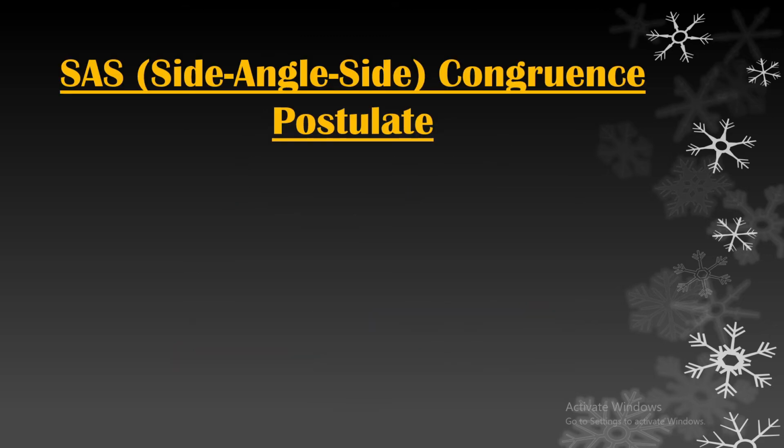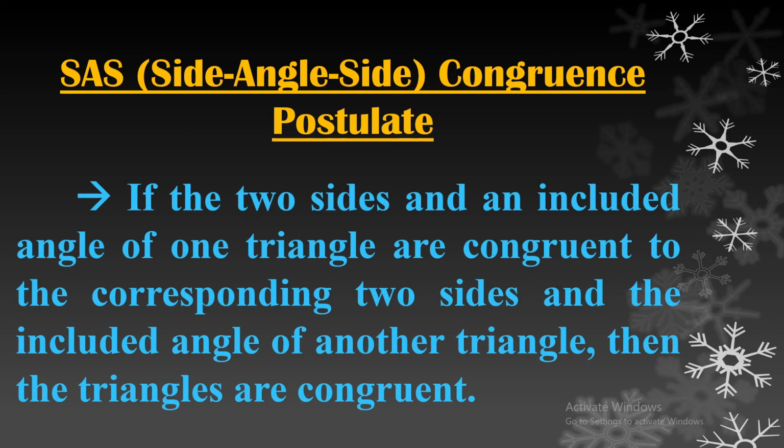Let's have now the first triangle congruence postulate. We have the SAS. SAS stands for side, angle, side. Take note, the angle is between the two sides. Therefore, the SAS postulate states that if the two sides and an included angle of one triangle are congruent to the corresponding two sides and the included angle of another triangle, then the triangles are congruent.